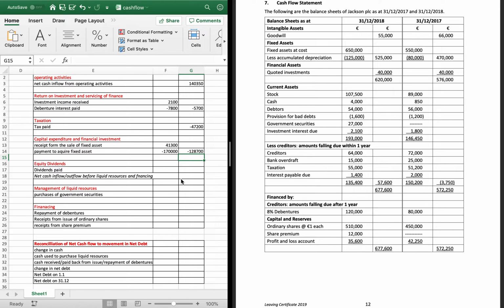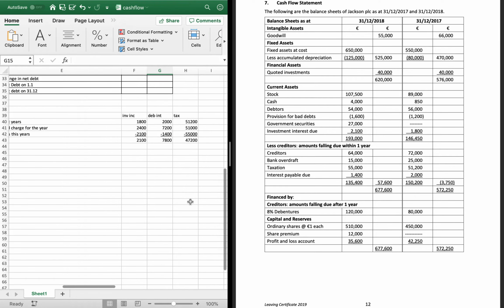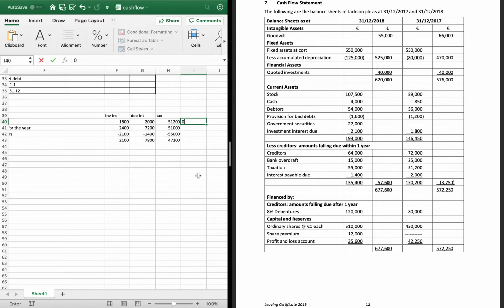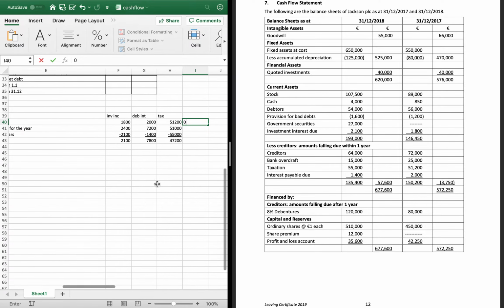Our dividends paid, we're going to do the same thing with our dividends. We check here, dividends due is normally over here. So dividends paid from last year is 0. Our dividends due from last year is 0.